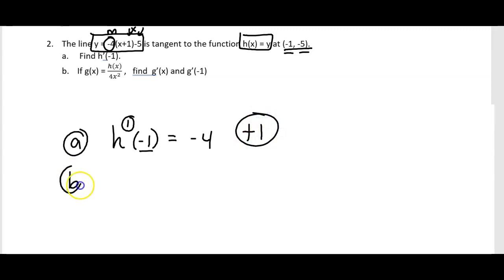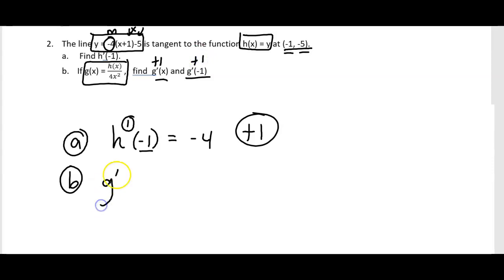So we'll take a look at part B. Now, on this one, they're giving you a function. They want us to find g prime of x, and then they want us to find g prime of -1. So that's going to be a 2-point question. You get 1 point for finding g prime, 1 point for finding g prime of -1.